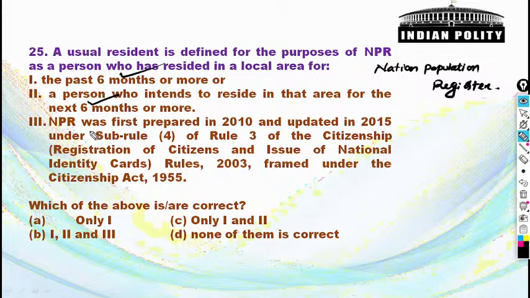And look at the rules. NPR was first prepared in 2010. Yes. And updated in 2015. Yes, under sub-rule 4 of Rule 3 of the Citizenship (Registration of Citizens and Issue of National Identity Cards) Rules 2003, framed under the Citizenship Act 1955. The statement is completely correct. So the answer will be 1, 2, 3.